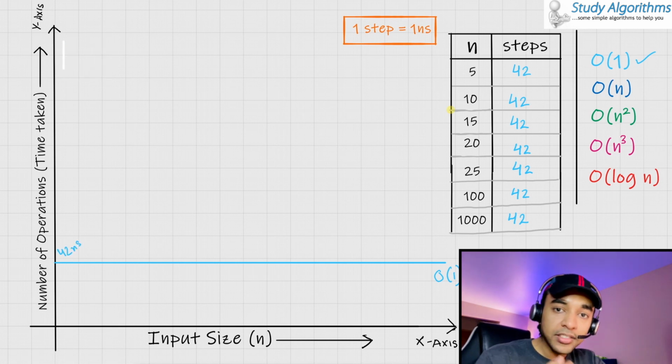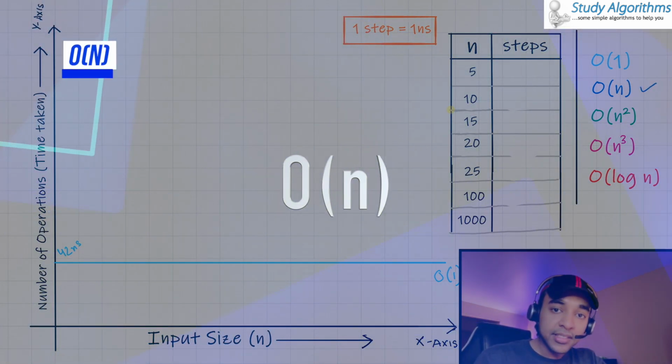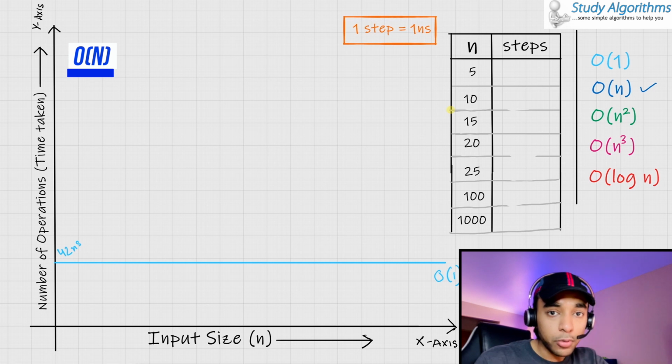Moving on, let us look at order of n. Order of n means that the time taken by an algorithm to complete depends directly upon the input size. So, if your input size is 5, you are taking 5 steps. If your input size is 10, you are taking 10 steps, and so on.